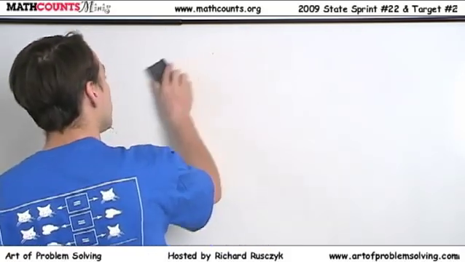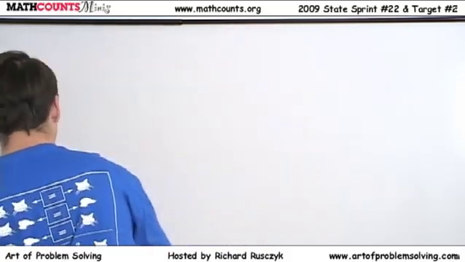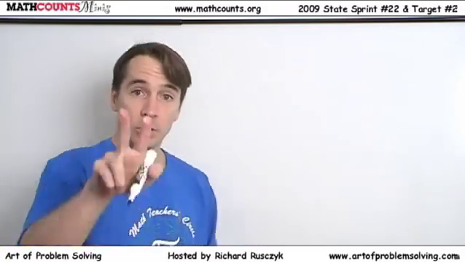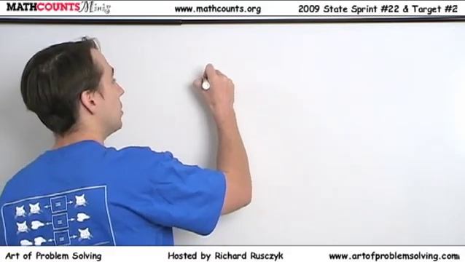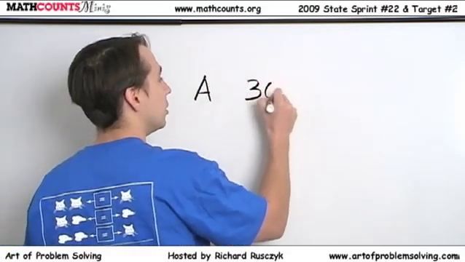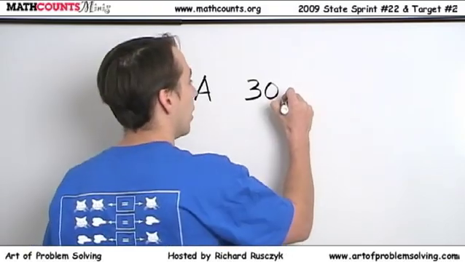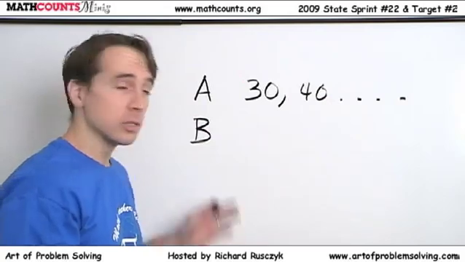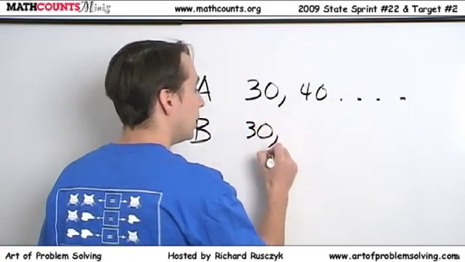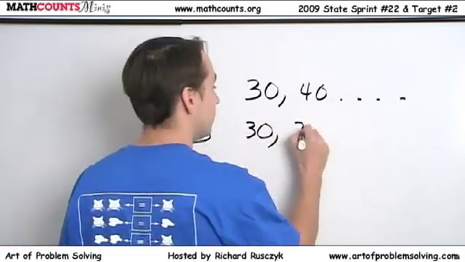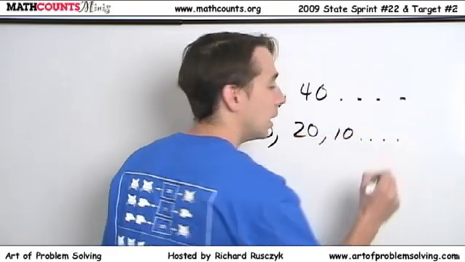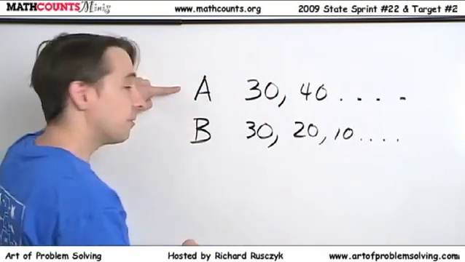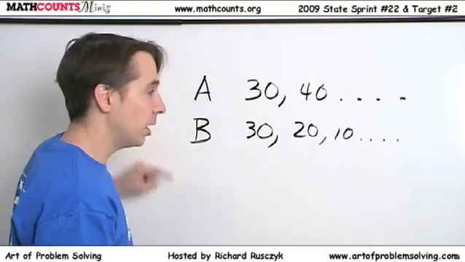Now our first problem comes off the state target round of 2009. And here's the problem. We have two arithmetic sequences. Arithmetic sequence A starts at 30 and goes up by 10 each step. And then arithmetic sequence B starts at 30 also. And this one goes down 10 each step. And the question asks, what is the difference between the 51st term of A and the 51st term of B?